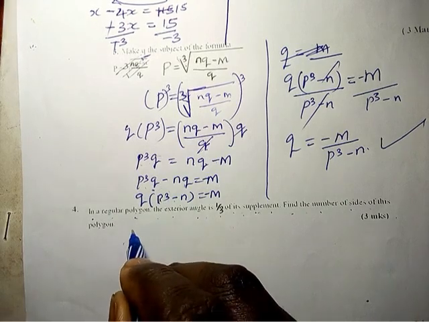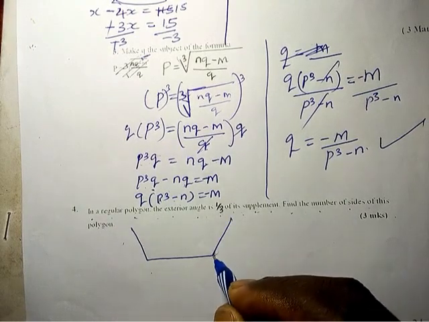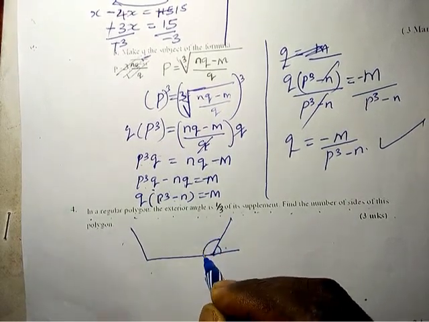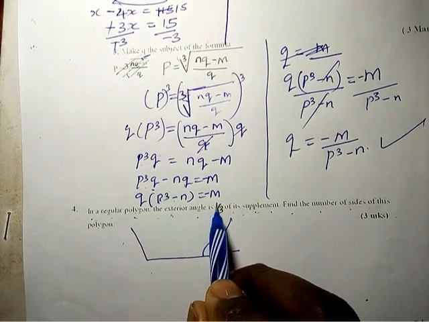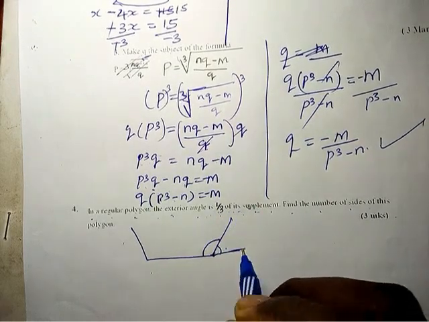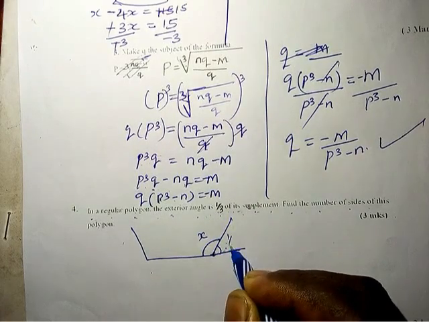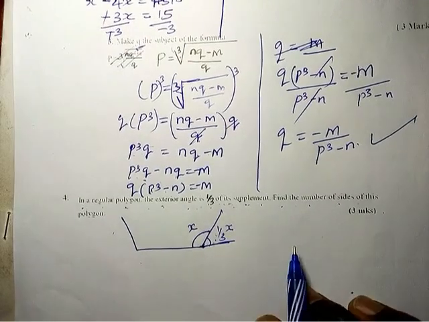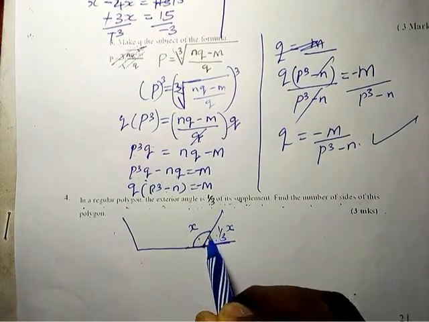So if this is now a polygon, this is the exterior angle, and this one is the interior angle. So the exterior angle is 1/3 of its supplement. So if the interior angle is x, then the exterior is going to be 1/3x, right? So that's what they mean. But these two angles, exterior and interior angle of a polygon, they form 180.